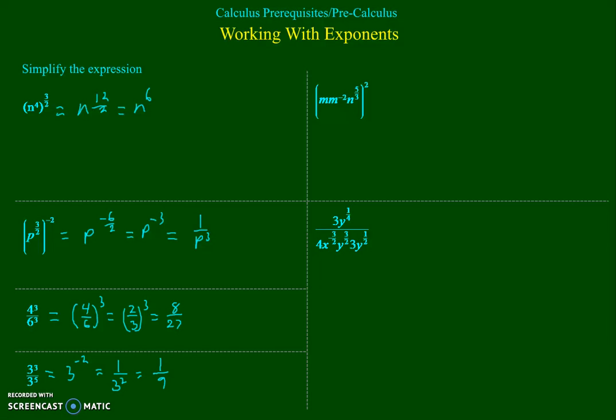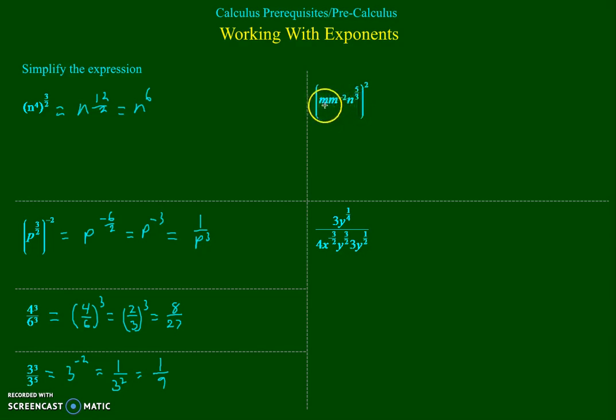This is part 7 of the series Calculus Prerequisites, and we're continuing on with the review of exponent properties. We're going to work on this problem next. So here we have m times m squared times n to the 5/3, all to the second power. I'm going to work inside the parentheses first.